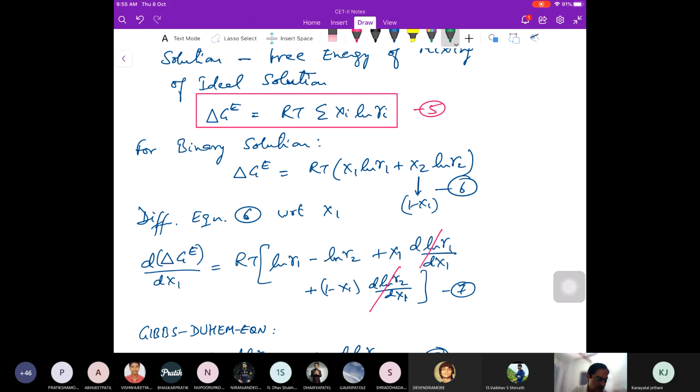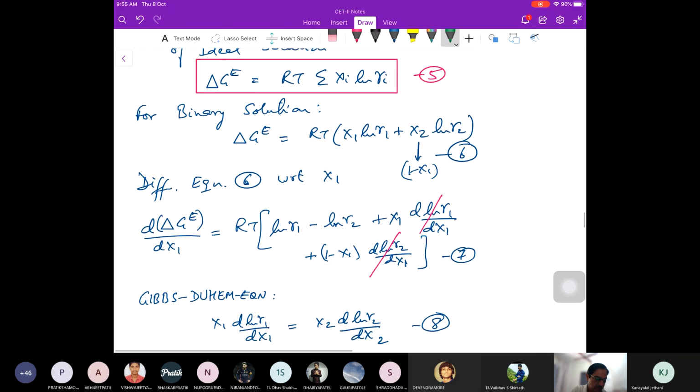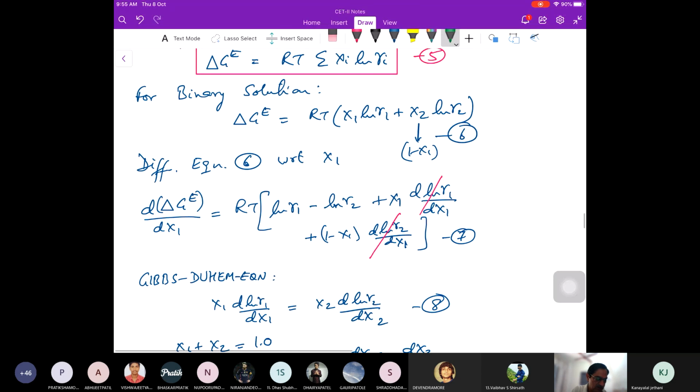What we get is d delta G by dx1 is equal to RT, and if you take the derivative, there are two functions: first function into derivative of second plus second into derivative of first. ln gamma 1 comes first, dx1 by dx1 is 1, minus ln gamma 2 because x2 is equal to 1 minus x1, plus x1 into d ln gamma 1 upon dx1 plus (1 minus x1) into d ln gamma 2 by dx1. So this is minus x and this is plus x, so this term cancels.